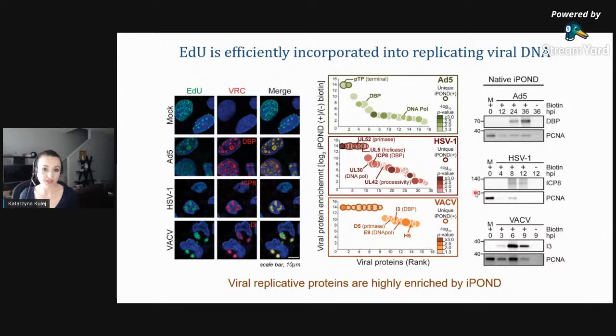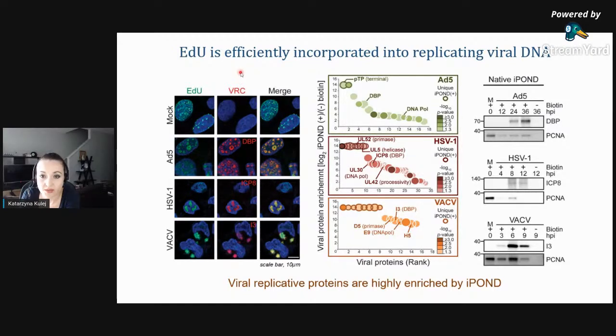So here it is very important to mention that, especially at the late time points of viral infection, host DNA replication is nearly completely shut down. So the only replication which is supposed to occur is on the viral DNA. To prove that, I will show you the immunofluorescence staining, where we stain cells, non-infected and infected with different viruses, and we label them for EdU. So we look at where our incorporated EdU is.